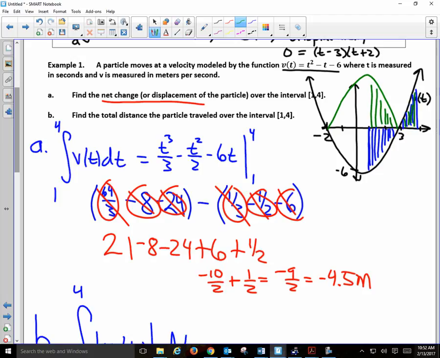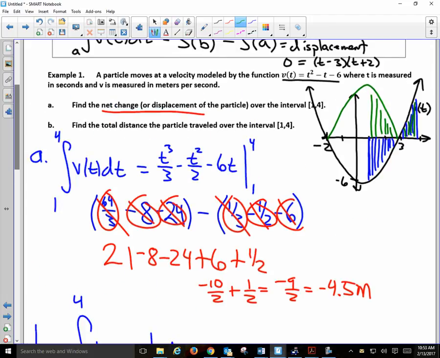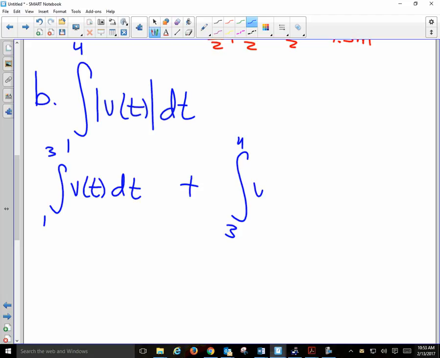I'm going to show you how to do it by hand, and I'll show you how to do it using your calculator. So, doing it by hand, what I have to do is consider the point where it changes from positive to negative. Where does it change from accumulating negative to accumulating positive? For a value of 3. So what I do is I set up two integrals: the integral from 1 to 3 of v of t dt plus the integral from 3 to 4 of v of t dt.